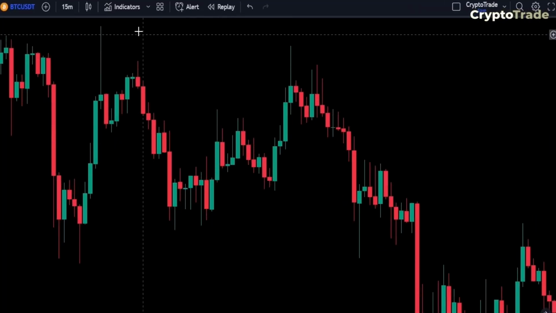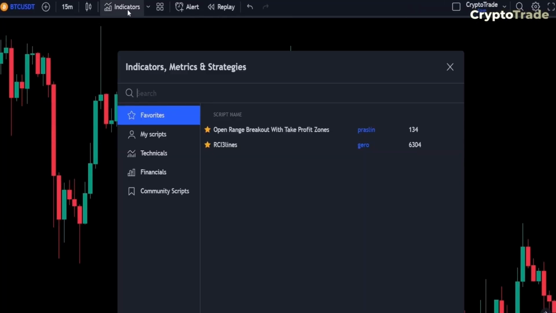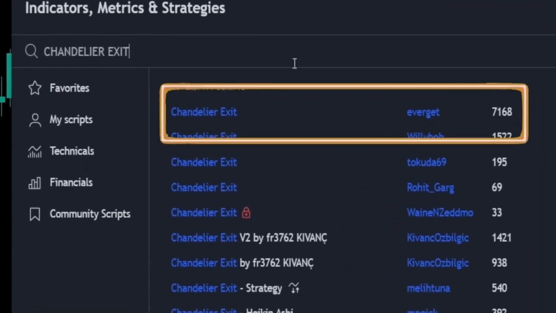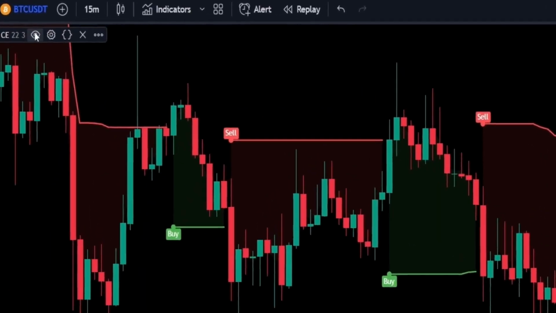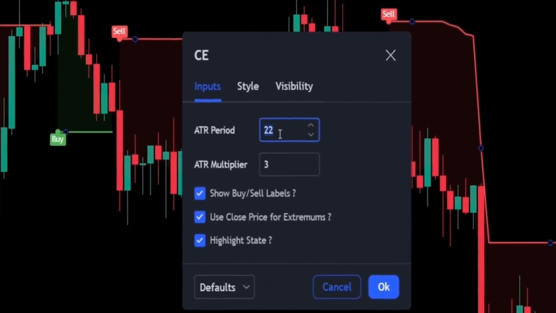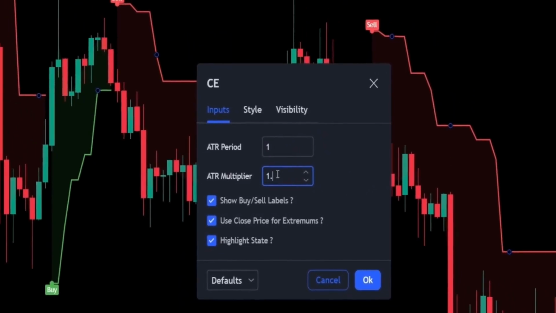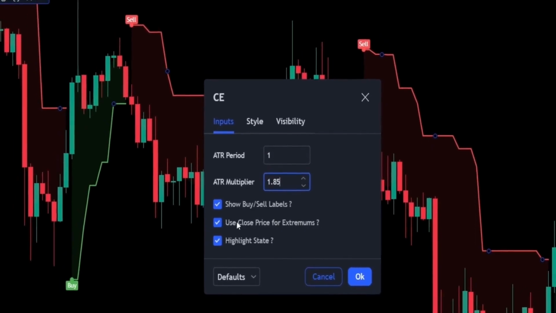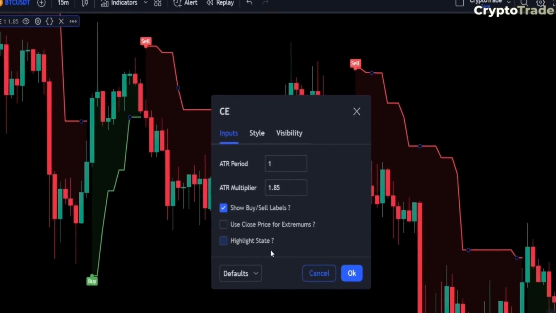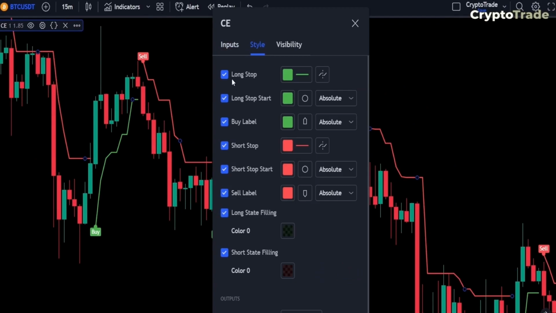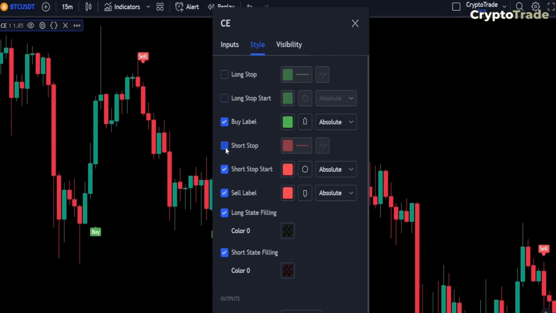To add the first indicator to the chart, open the indicator search bar in TradingView and type Chandelier Exit. Select the indicator as shown in the video. Click on Settings and in the Inputs tab change ATR period to 1. Change ATR multiplier to 1.85. Unselect these two checkboxes. In the Style tab, unselect all checkboxes except the buy label and sell label checkboxes.